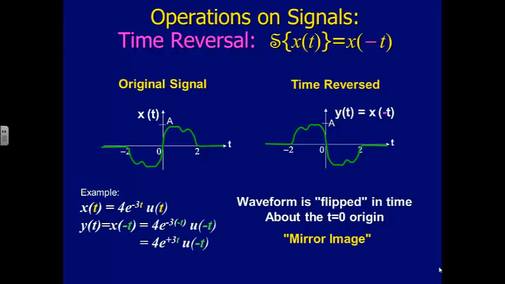Well, we know 4e to the minus 3t is an exponential waveform that decreases with positive time. The case of 4e to the plus 3t, though, would be one that's increasing in time as we go to the right. U of minus t is a unit step that's also time reversed, so it would be 1 in the negative t direction instead of the positive t direction.